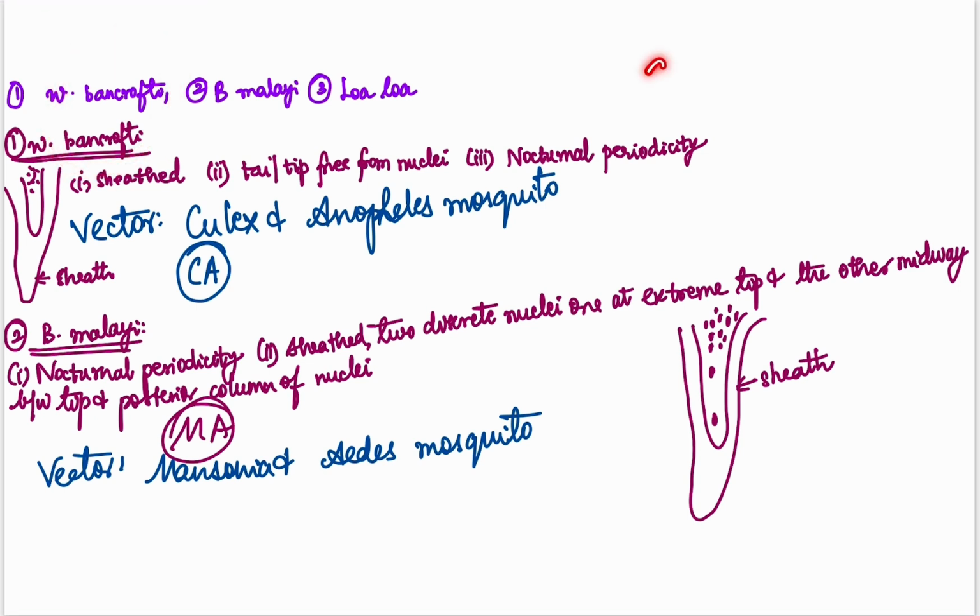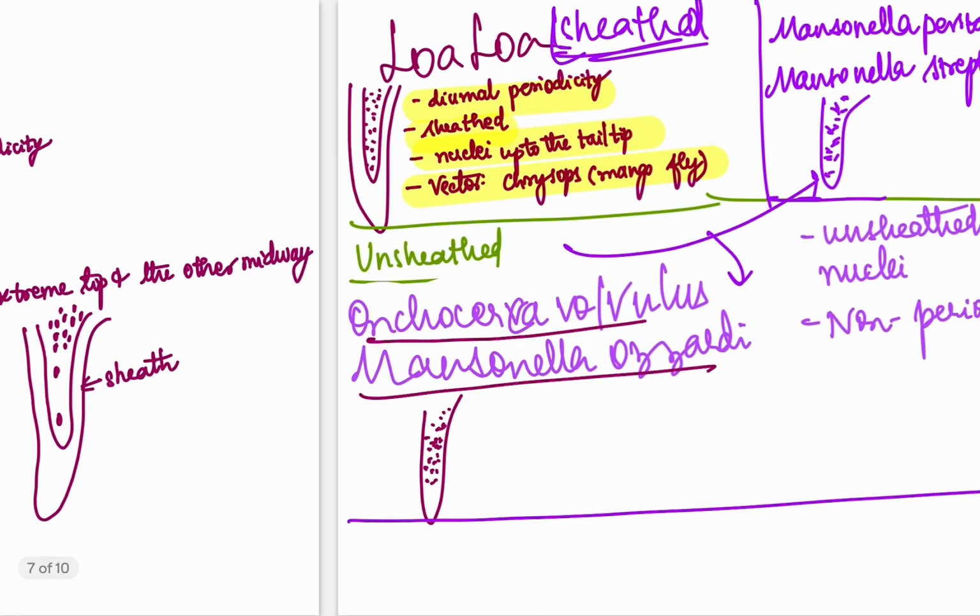Bancrofti is banned from visiting the CA's office. So banned, which means tail tip is free from nuclei. Banned, which means it can come only at night, nocturnal periodicity, and CA's office is Culex and Anopheles mosquito.